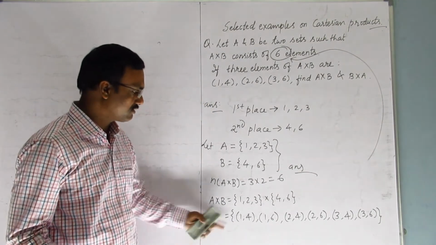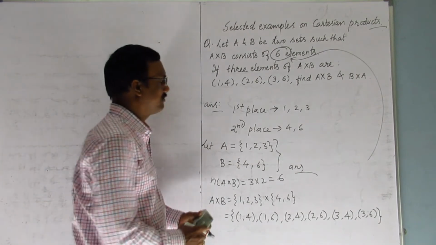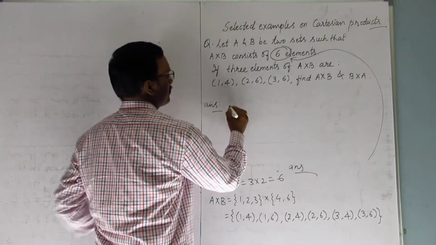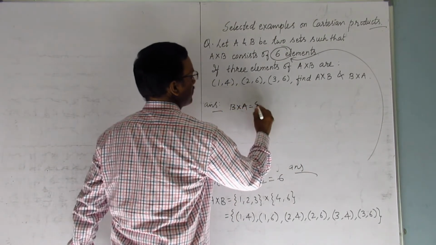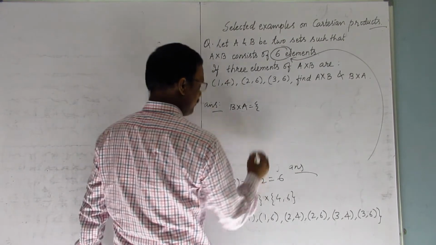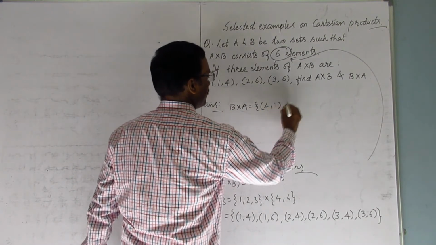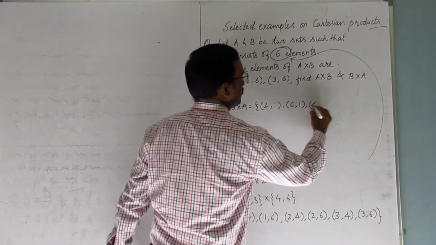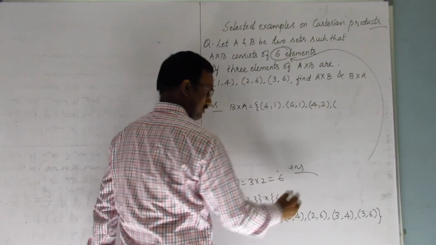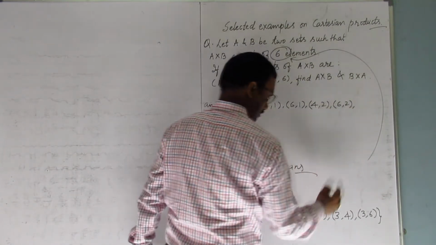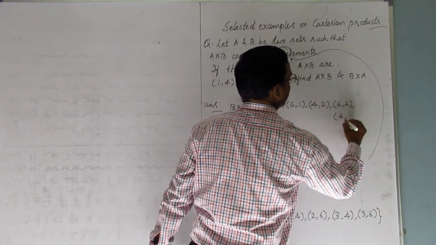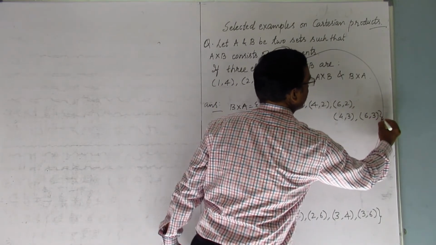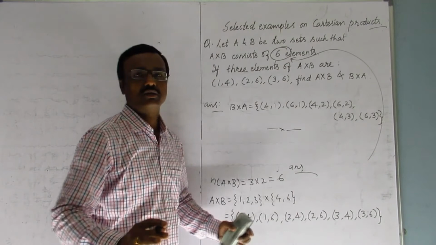In B × A, you have to just reverse the elements. So I will write it here. B × A: just reverse the elements. So (4, 1), then (6, 1), then (4, 2), then (6, 2), and (4, 3), and lastly (6, 3). So this is the complete answer.